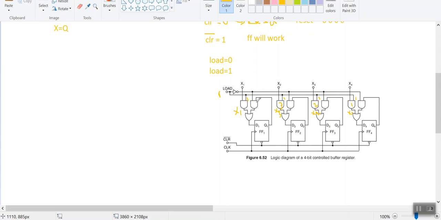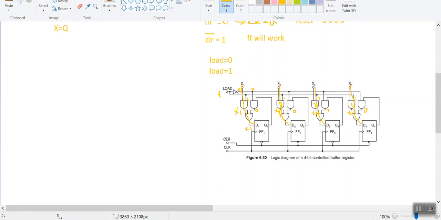So this one won't work. Why? Because when load is equal to 1, after the inverter you will have your signal as 0. Therefore one of the inputs is 0, and 0 into anything is 0. So this gate is 0, this gate is 0, this gate is 0, and this one is also 0. Therefore x1 plus 0, so your input is directly connected to D1. So x1 is directly connected to D1, and in the similar way x2 is connected to D2, x3 is connected to D3, and x4 is connected to D4.